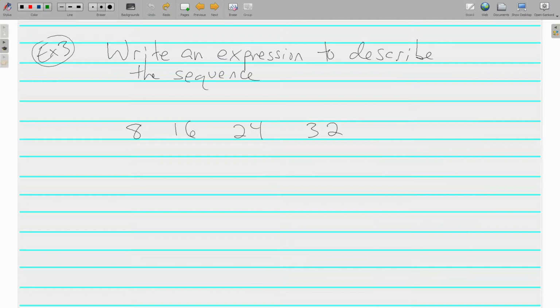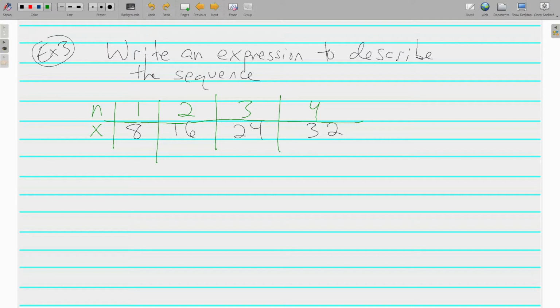Now, let's write the expression to describe the sequence. 8, 16, 24, 32. The way I think is easiest to do this is just to make a table like we had on the first screen. N and X. 1, 2, 3, 4. Remember, N is just the place. 8 is the first number, 32 is the fourth number.